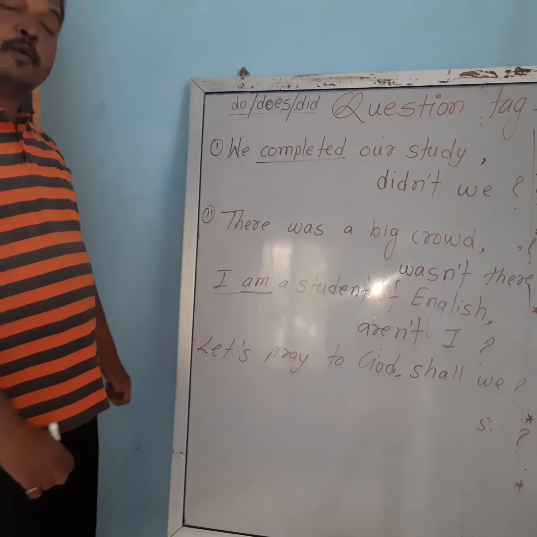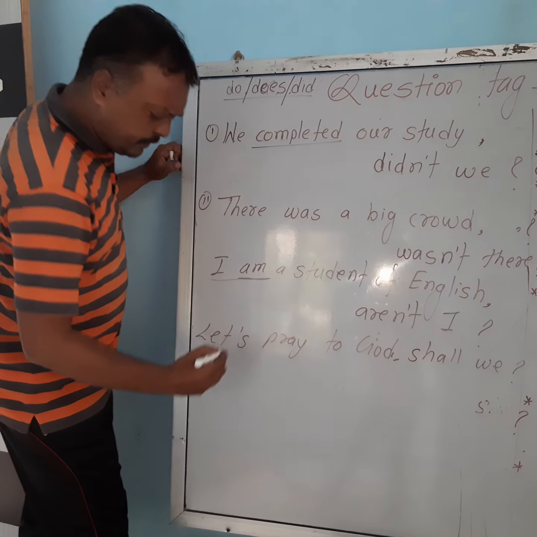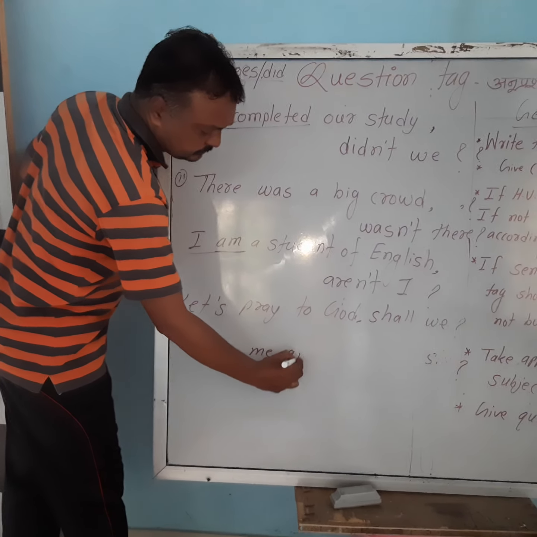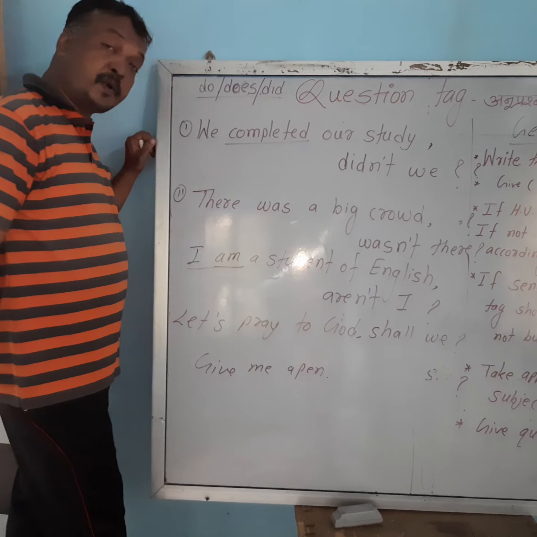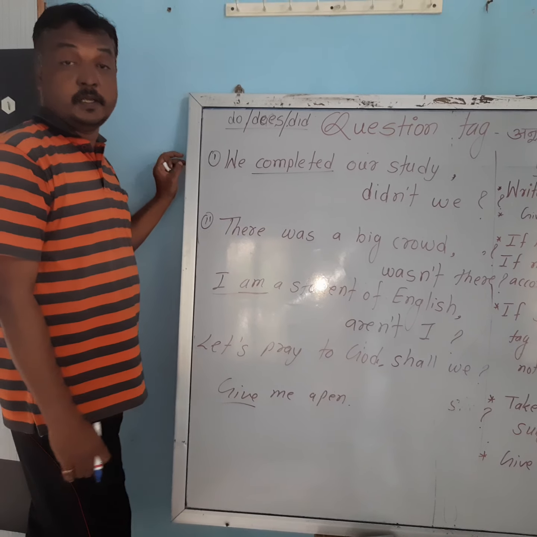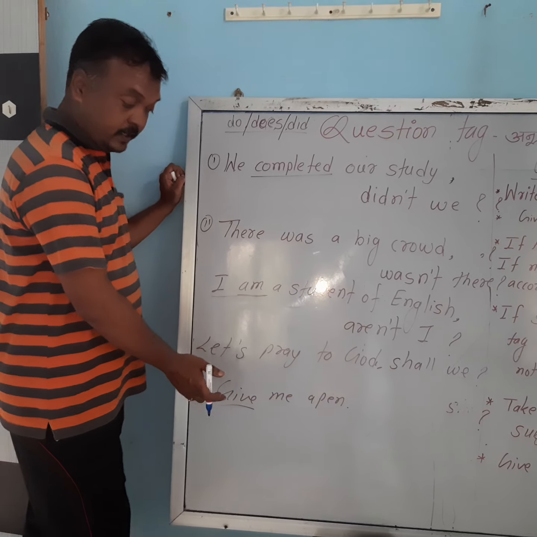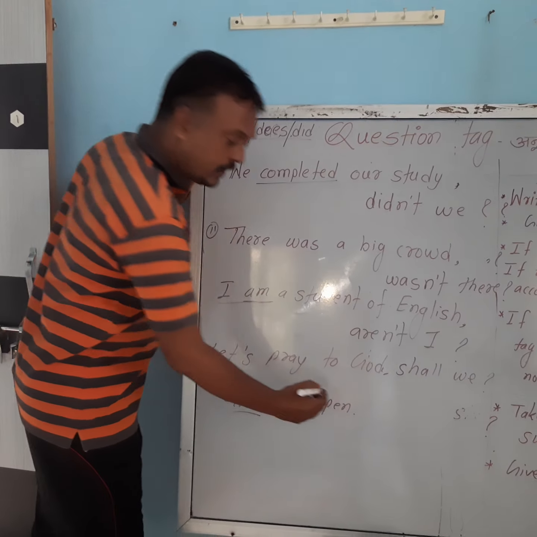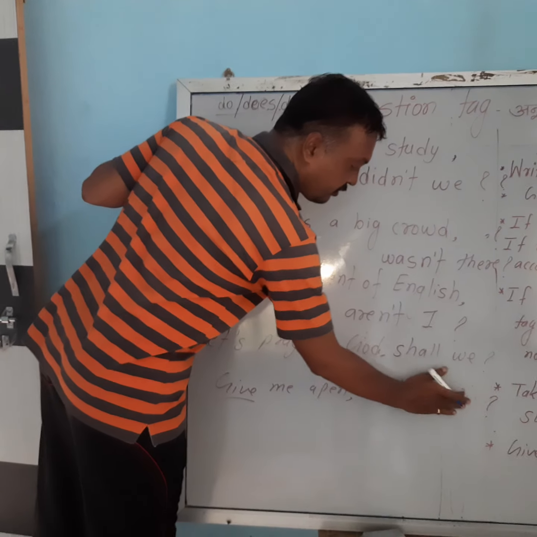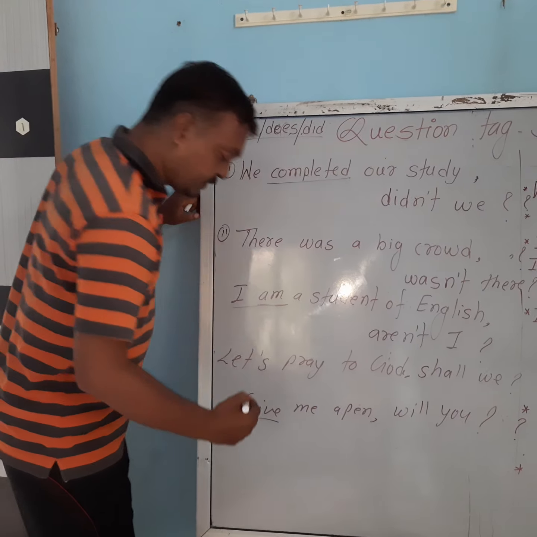So sometimes the sentences are imperative. So what do we have to do regarding the imperative sentence? Very simple. Whatever the imperative sentence may be, give me a main verb. An imperative sentence starts with a main verb. And whenever there is an imperative sentence, our tag should be comma, will, you, question mark. Finish.